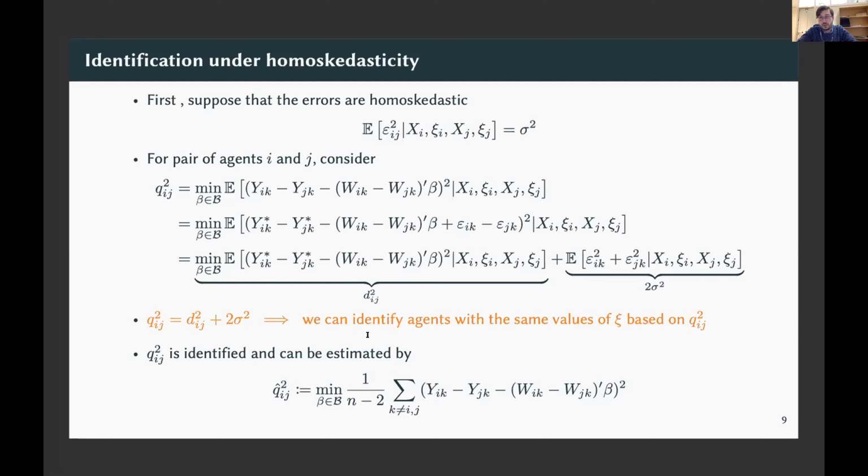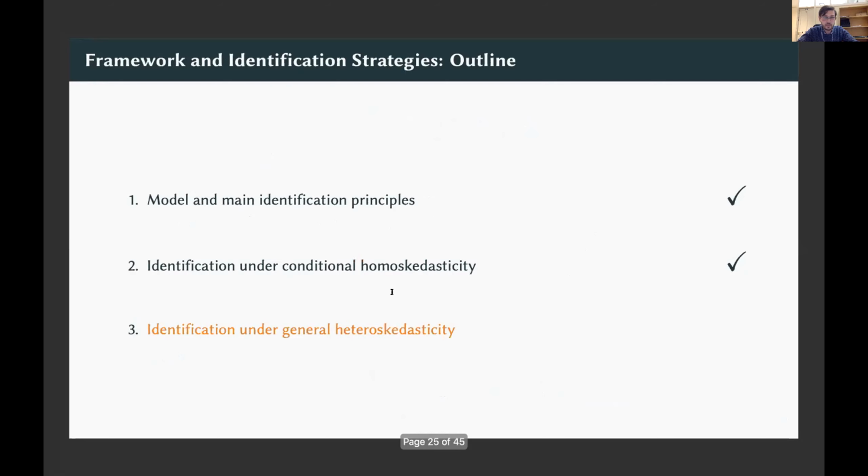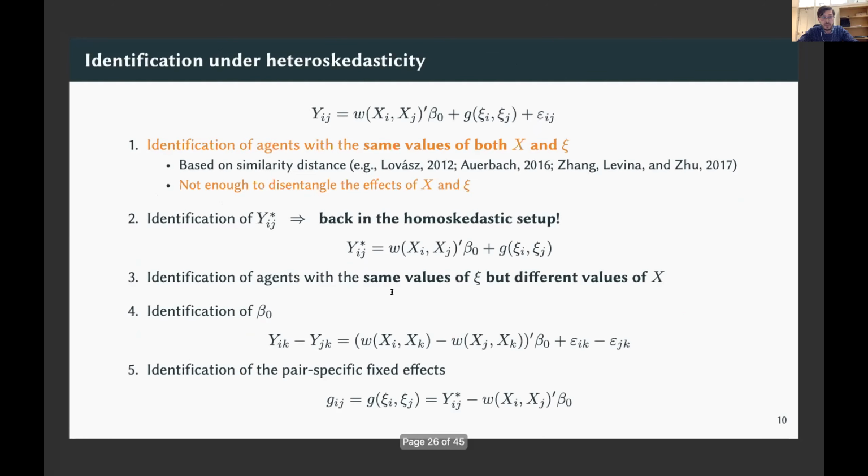Great, but unfortunately, this argument wouldn't apply if the conditional variance of your epsilons were a function of agents' characteristics. And of course, this homoscedasticity requirement is restrictive and unrealistic, unrepresentative of many empirical settings, and we want to relax it. So now I'm going to discuss how this strategy can be generalized to handle models with general forms of heteroscedasticity.